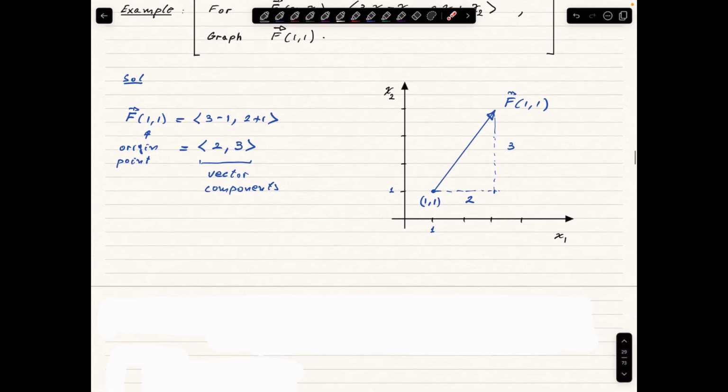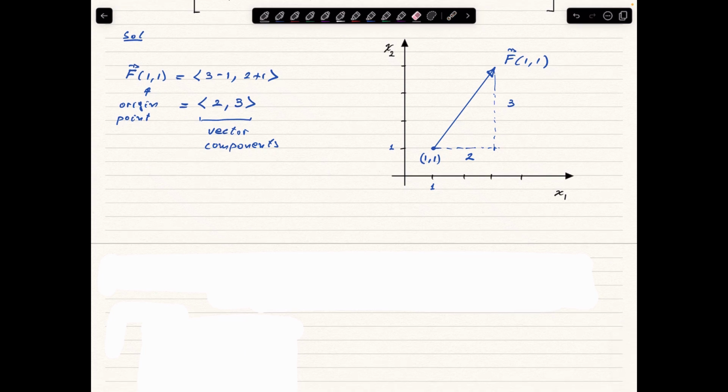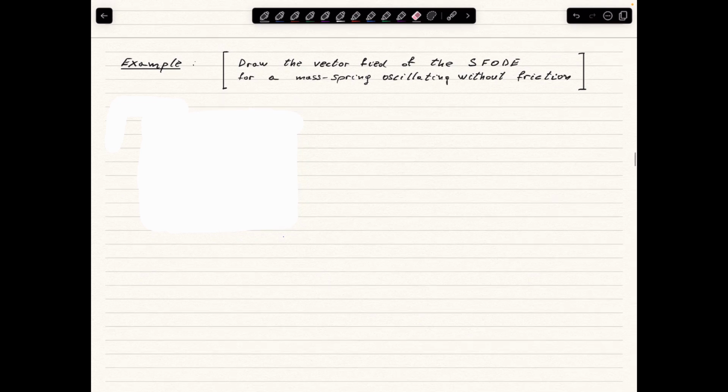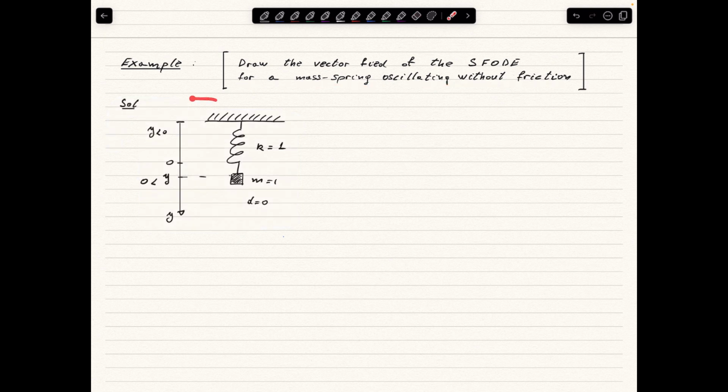Let's see an example of a vector field with a little bit more physical meaning. So draw the vector field of a system of first-order differential equations given by a mass spring system oscillating without friction. So we have this system, the usual spring with spring constant equal to 1, mass equal to 1, no friction, oscillating back and forth. Our variable is y. And what is the vector field of that?